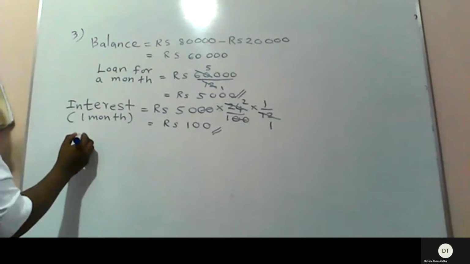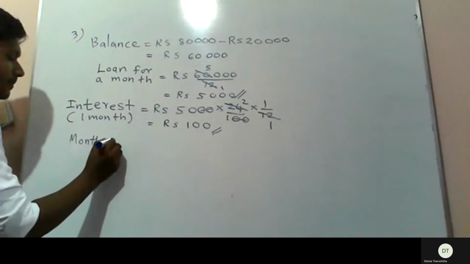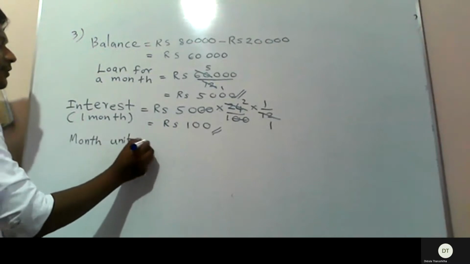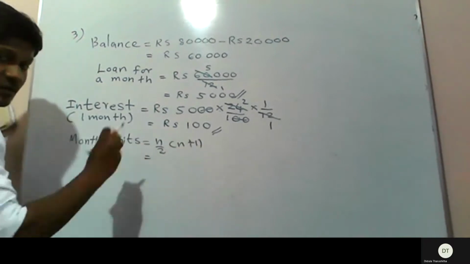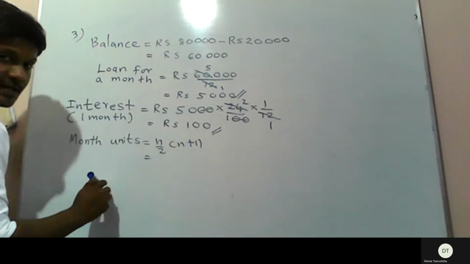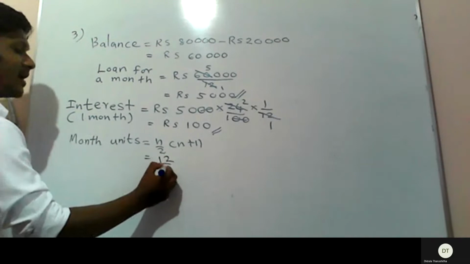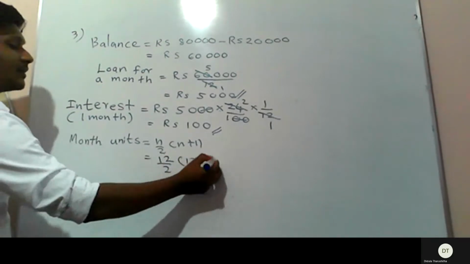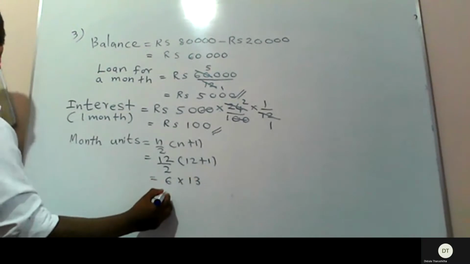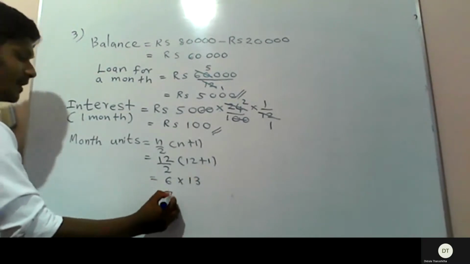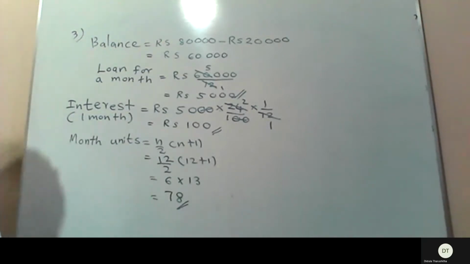Next, for the month units. Month units is very important. Month units means n over 2 bracket n plus 1, where n means the number of months. Then we know 12 months divided by 2, 12 plus 1. 6 times 13, answer 78 month units.